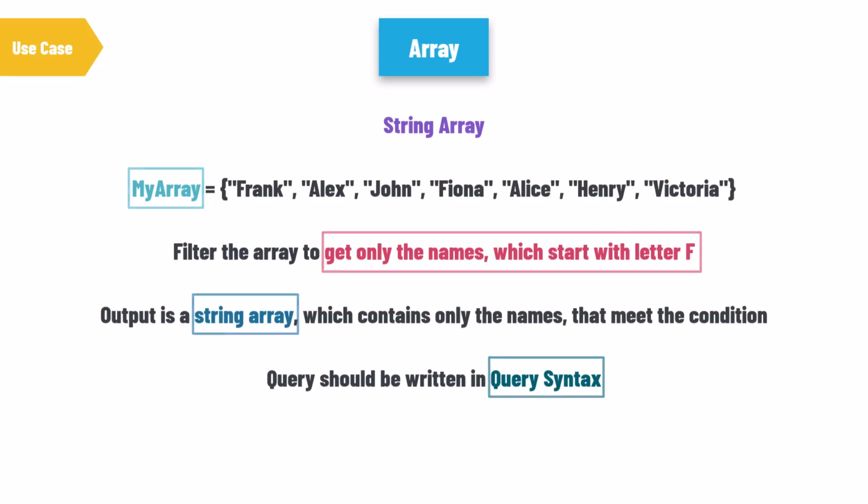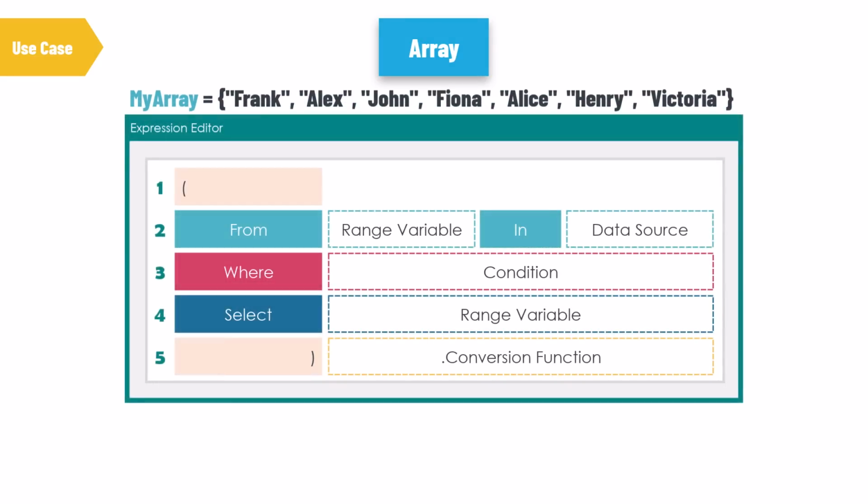Let's start writing the query. First I will use this query syntax structure. And now I will replace the different elements with the data I got from the task. The data source will be my array. As range variable I will define any variable name I want, for example name. The condition will be the following, to get only the names, which start with letter F. In select clause I will use the range variable, name, what I defined before. As conversion function I will use toArray function, to convert the output to array. The query is ready now.